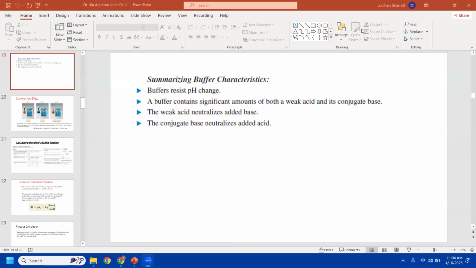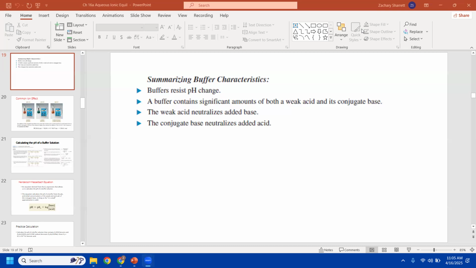So when we have both of those in there, the weak acid neutralizes any added base, though it does make a little bit of the conjugate base of that acid. That's why the pH still increases a tiny bit, because you're still adding the conjugate base of a weak acid, which in the last homework you saw. And then the conjugate base will neutralize any added acid. That means it protonates to become that weak acid. And we all know that weak acids decrease the pH of a solution.